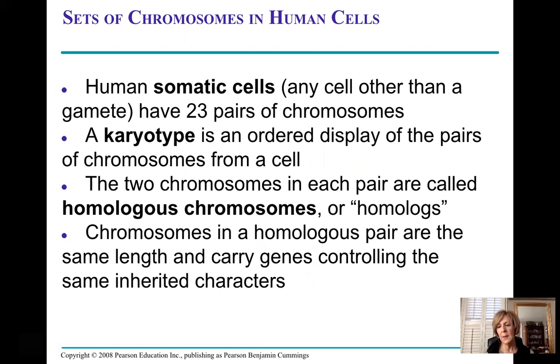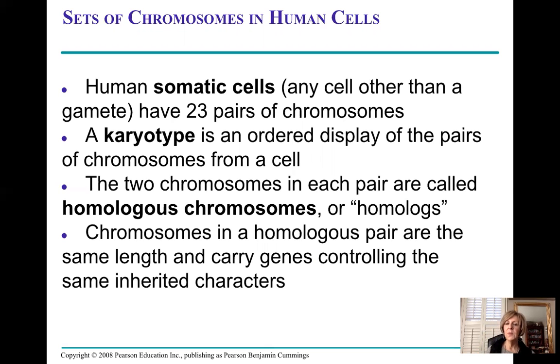A karyotype is what happens when a lab technician takes some cells, treats them so that you can see the chromosomes, and basically uses a computer to orderly display them in terms of pairs of chromosomes in a cell. So that's not the way they look, but the technician can do that on the computer so that people can count the chromosomes and make sure that there is a full set.